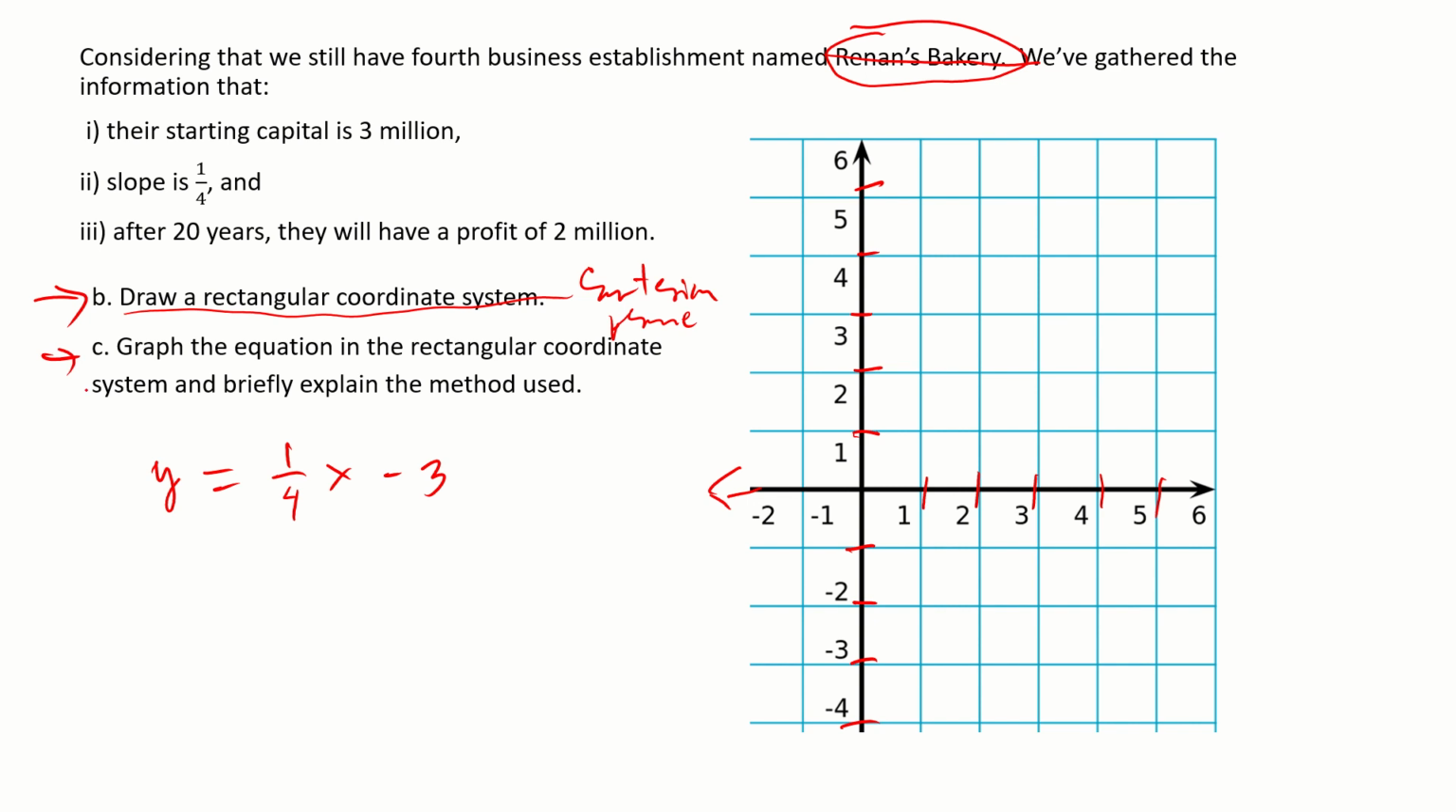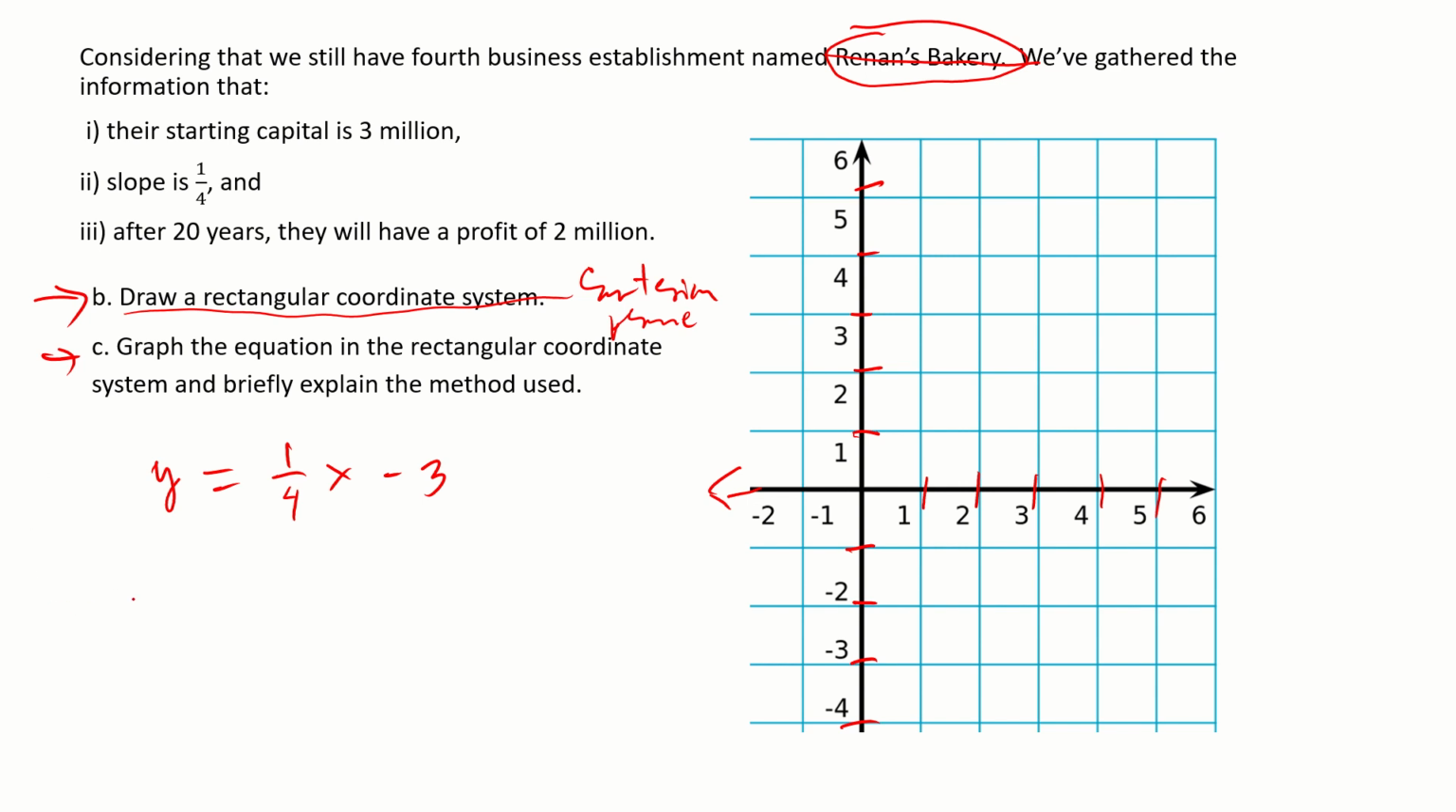Then let's proceed to C. We are asked to graph the equation in the rectangular coordinate system and briefly explain the method used. So there's a lot of ways to graph this one. It's up to you whether you will use a table of values, x and y intercepts, or slope and a point. It's your choice. But on my end, I will be using a point and a slope.